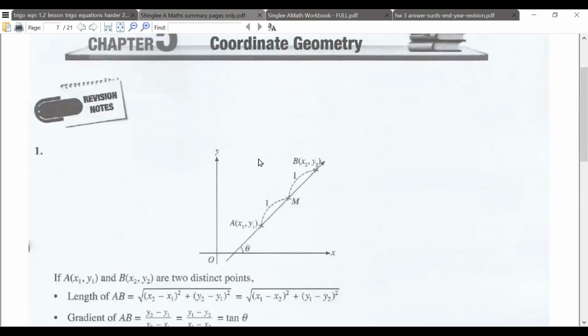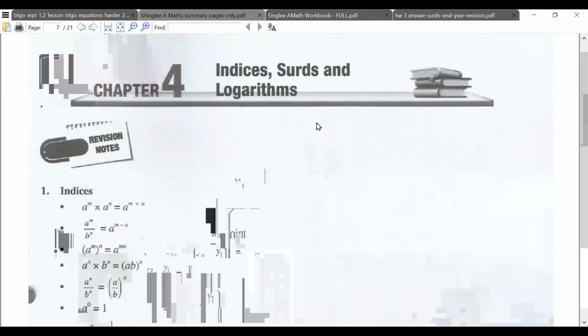Okay. Indices, surds, and logarithms. Here are all the indices rules. You already learned it in Emaths. I don't want to go through it. Or do you want me to go through? I'm good, don't need. Okay.